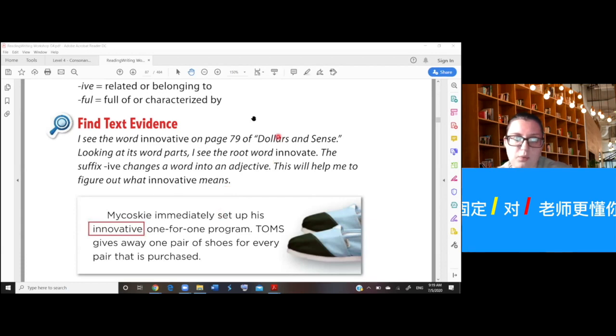You have to find the root word and you can look at the suffix. So you see innovate. Innovate is to do something new or different. So innovative means this program is new or different. So it's a program never seen before.